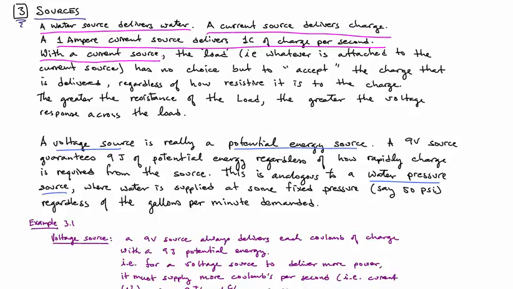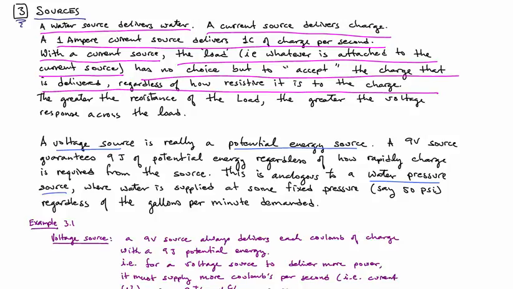Okay, so with the current source, the load, that is whatever is attached to the current source, has no choice but to accept the charge that is delivered, regardless of how resistive it is to the charge. The greater the resistance of the load, the greater the voltage response across the load, right? So the source is going to say, I'm going to give you 1 coulomb of charge per second, whether you want to take it or not. If you resist me, I'm just going to put more effort, just more volts.